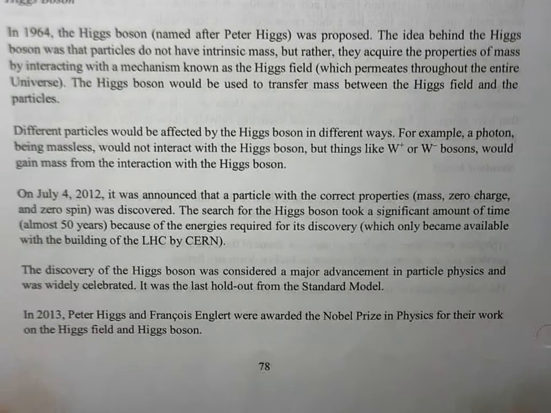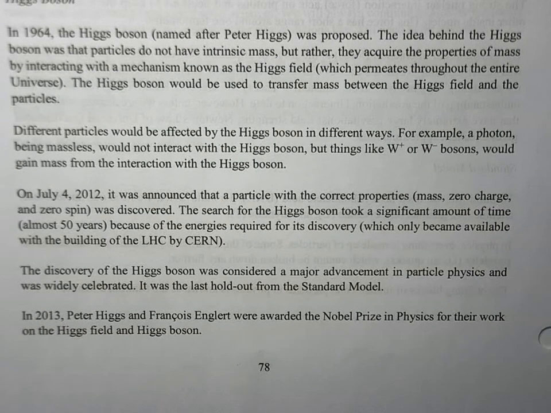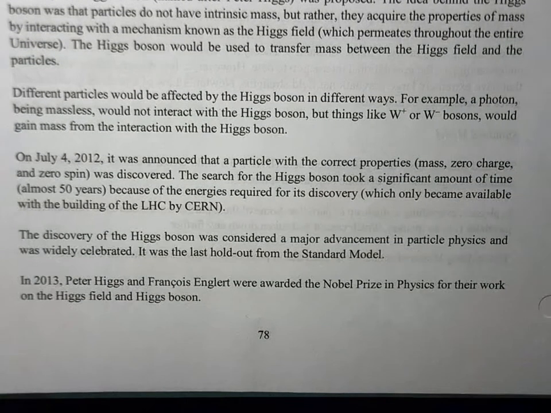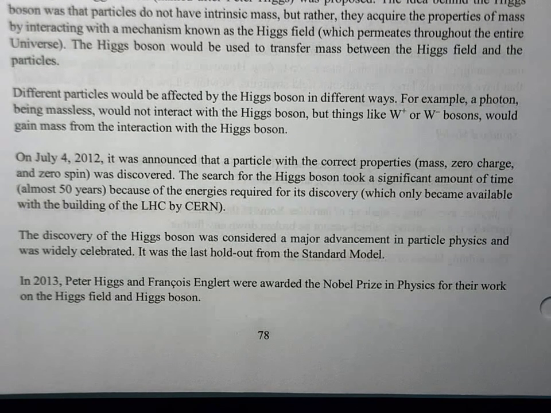So on July 4th, 2012, it was announced that a particle that had the correct properties, like mass, no charge, no spin, was discovered. And this was consistent with the theory of the Higgs boson that was proposed by Peter Higgs many, many years ago in the 1960s. So the discovery of the Higgs boson, like the experimental evidence finally catching up with theory, this was considered a major advancement in particle physics, and it was kind of the last holdout of the Standard Model. So for the contributions to particle physics, Peter Higgs and François Englert were awarded the Nobel Prize in Physics.